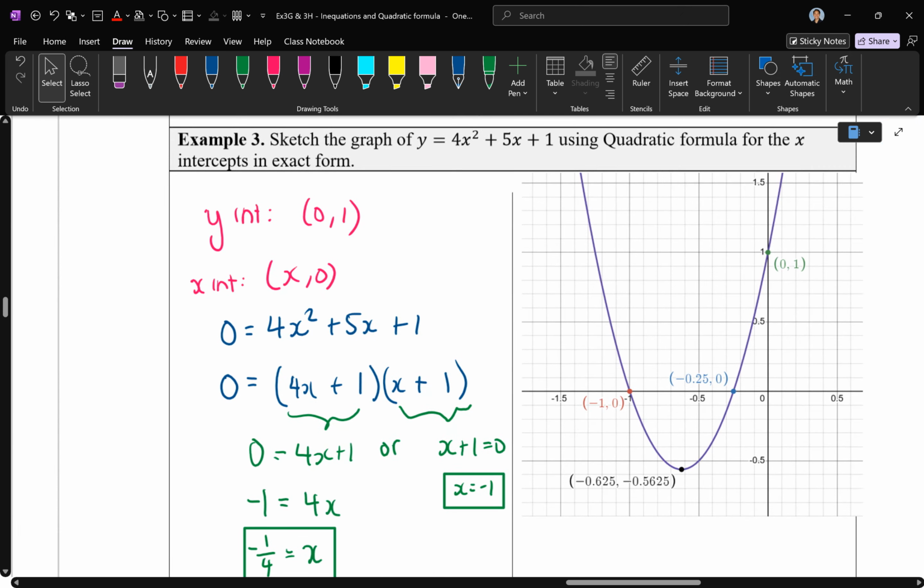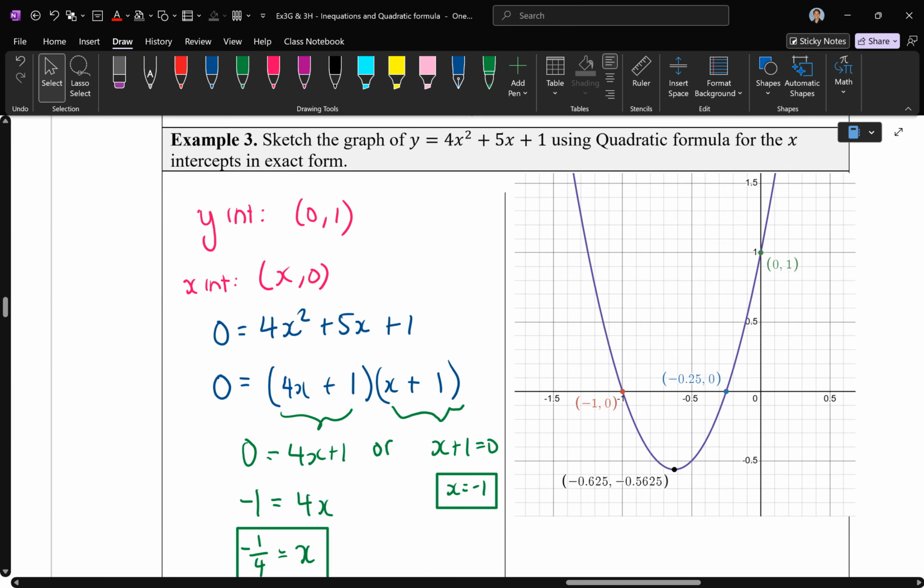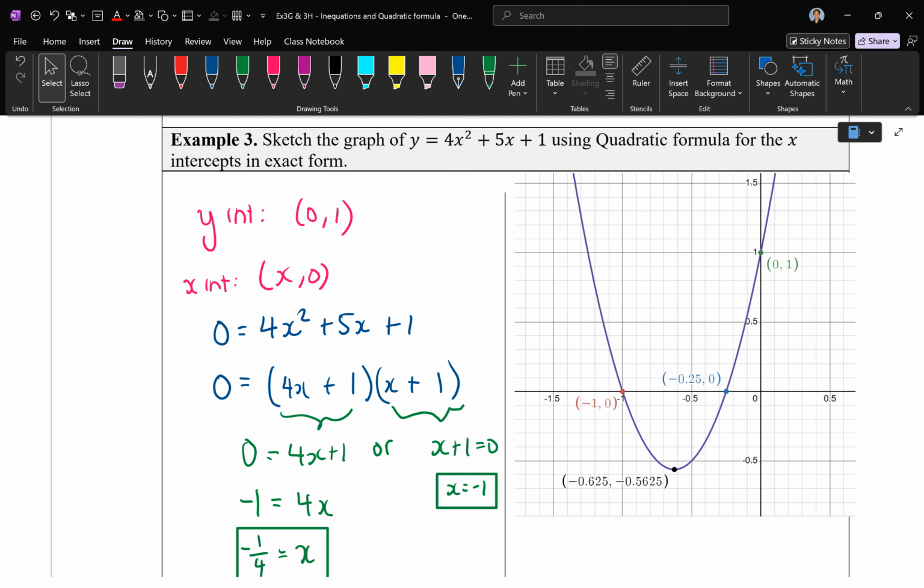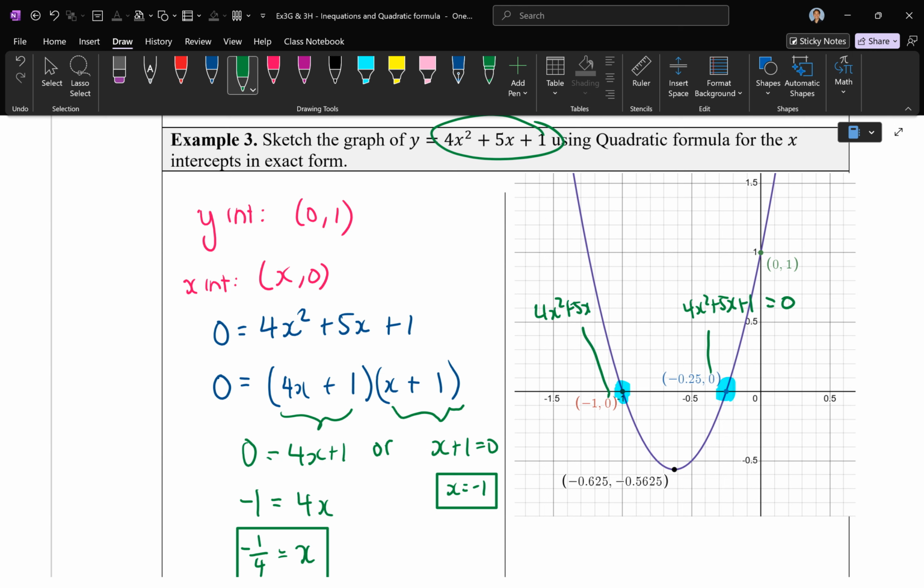This is my graph. You've got the x-intercepts. That's negative a quarter. That's negative 1. The turning point, which is in decimals, but we already know it's negative 5 on 8, negative 9 on 16, and 0, 1. Notice this question here, right at these 2 points. This point and this point. This is when the equation 4x squared plus 5x plus 1 is equal to 0. There's only one point that's equal to 0. And this one is also when 4x squared plus 5x plus 1 is equal to 0. So that's what you're familiar with.